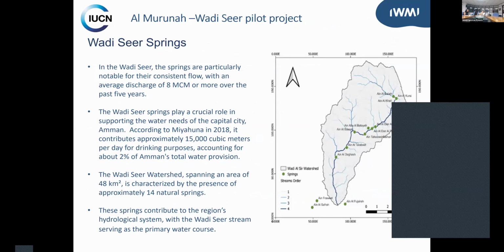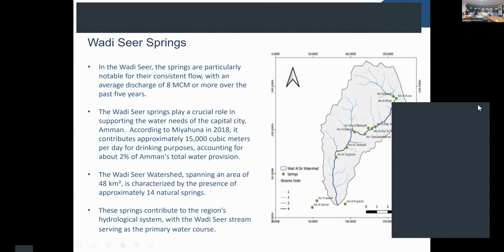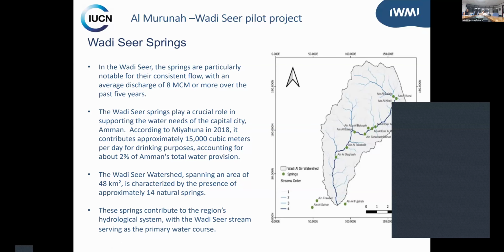Wadi springs are particularly known for their consistent flow, with an average discharge of 8 million cubic meters or more in the last 5 years. The Wadi watershed area is around 48 square kilometers and characterized by the presence of approximately 14 natural springs.